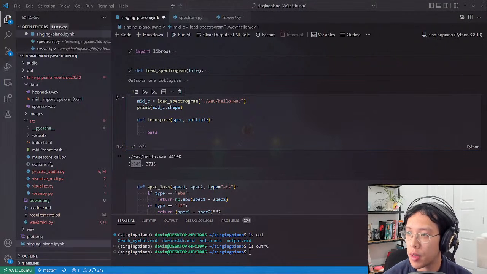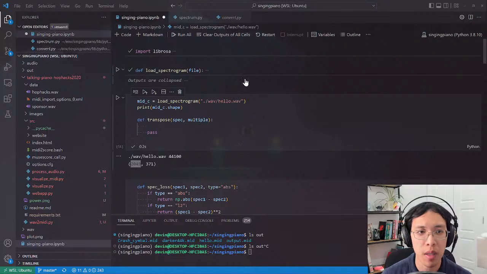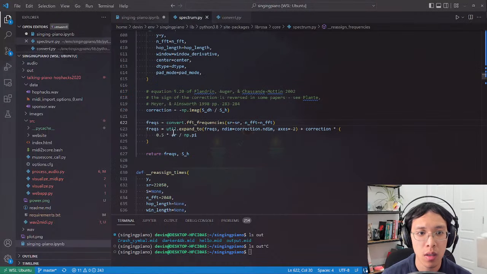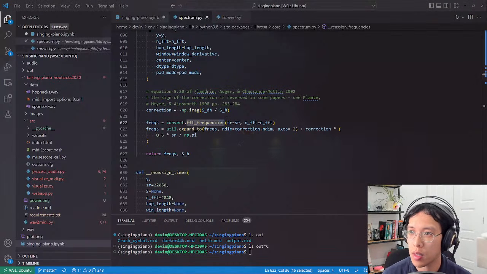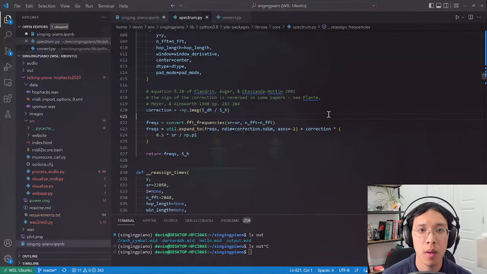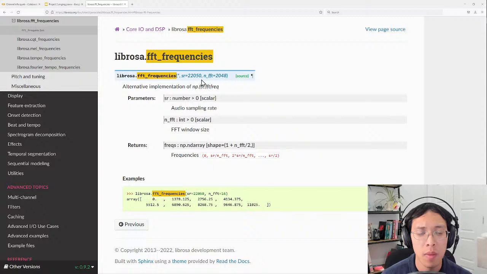librosa should have some kind of frequency to bins converter. And I just saw this function here, convert FFT underscore frequencies. That's the one. So let's look that up. Okay, so it says you have the signal rate.